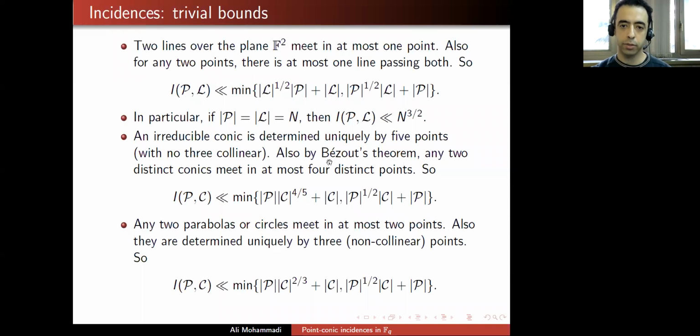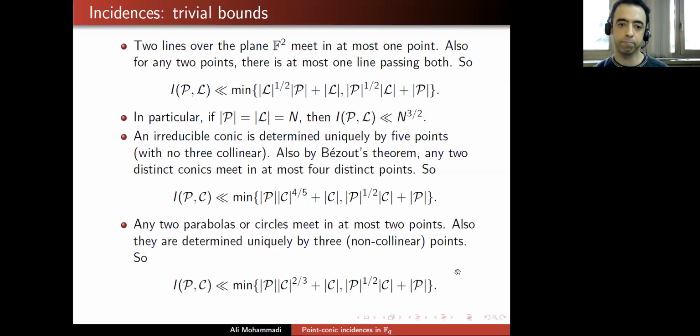For parabolas and circles, you still use Bezout, but for example, the fact that two conics meet in at most 4 points, it really turns out that two of these points are at infinity, but we care about the plane. So two distinct circles really meet in at most 2 points, and also three points uniquely determine a circle. So you get this bound. Again, these are not exactly trivial, but for example, for most number theoretic applications, if you start using these, you don't get anything.